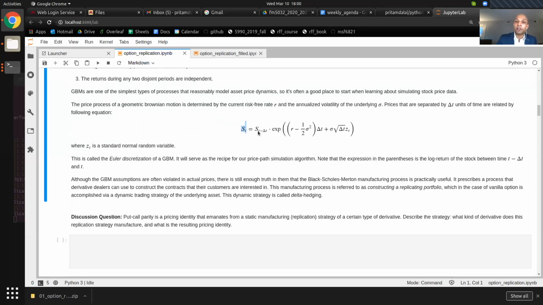One thing to note here is that this expression is the log return of the asset over this time period. This is called the Euler discretization for the geometric Brownian motion, and it's going to be the recipe that we use for generating price paths in our simulations.